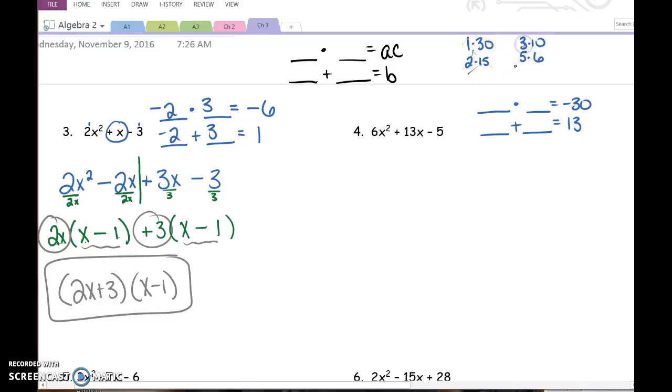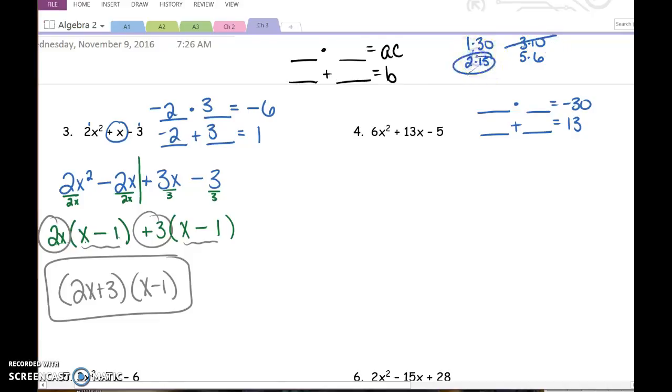List out the ways that you can multiply to get 30 and be very systematic about it. So 1 times 30, 2 times 15, 3 times 10, 5 times 6. When I do this, I first think, oh, 3 and 10 make 13. But do 3 times 10 equal negative 30? No, we need one of them to be negative, and if one of them's negative, then they don't add up to 13. So 3 times 10 is not going to work.